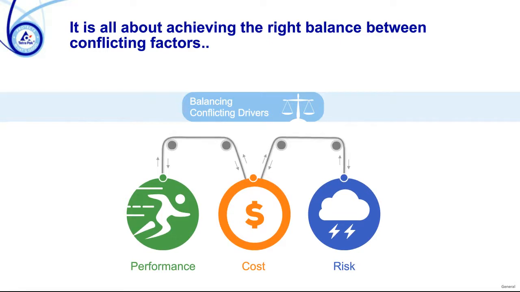So, in today's world, it's all about balancing conflicting drivers. Every business is striving for increased performance, which doesn't come for free. Every business is also striving to reduce the risks, which doesn't come cheap. So at the end of the day, it's all about finding the right combinations of all these drivers that result in the lowest operational cost.